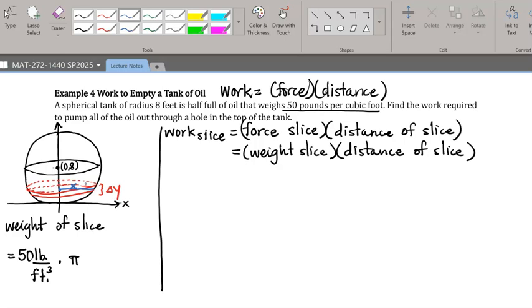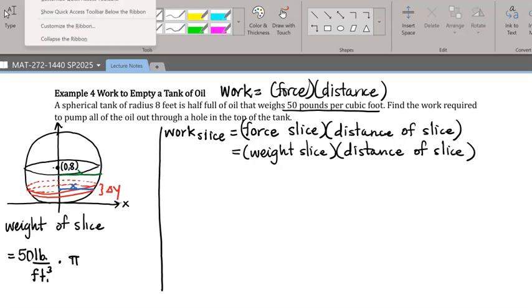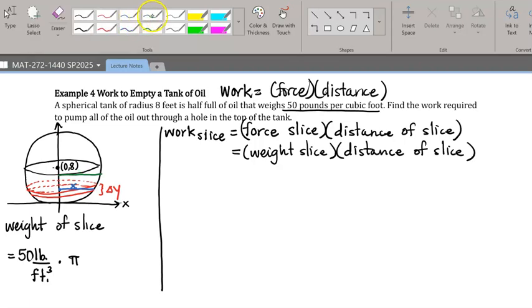I'm calling it x because the radius would be different if I had taken the slice up here. It would be larger. So I'm just going to call the radius of that particular slice x. So we have pi r squared, that's x squared, times h. How tall is the slice? The slice is delta y units tall. So we have an expression here for the weight of the slice.